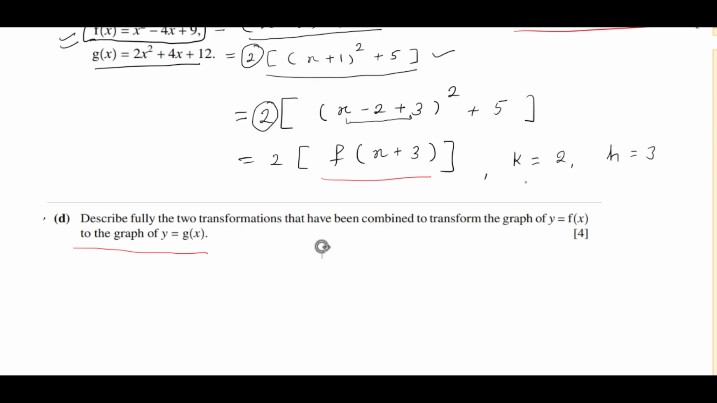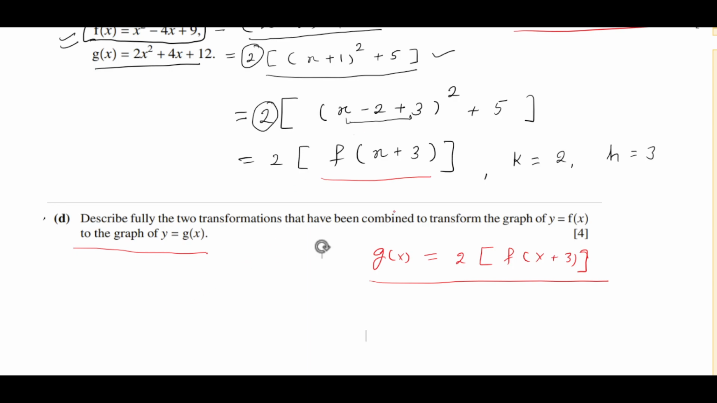So how is f(x) transformed to g(x)? I can see that my g(x) is 2 times f of (x plus 3). Okay, so this will help me understand the transformation of f(x) into g(x). Shall I help you out?